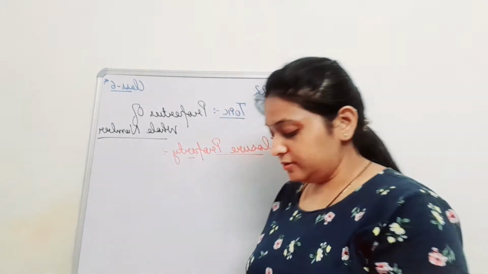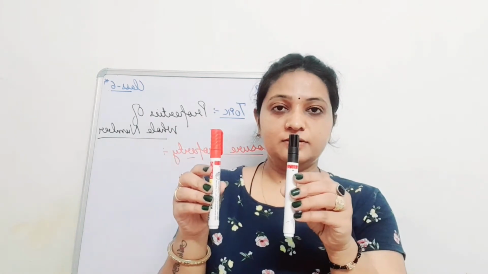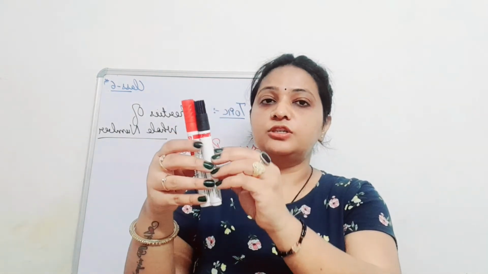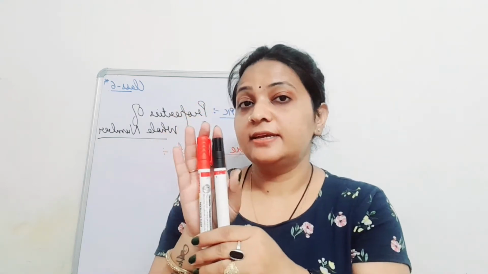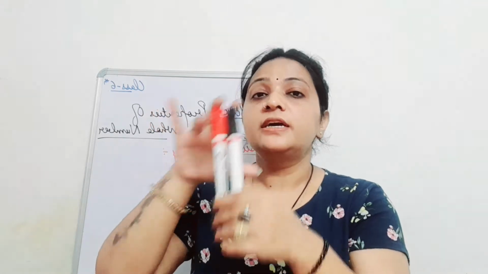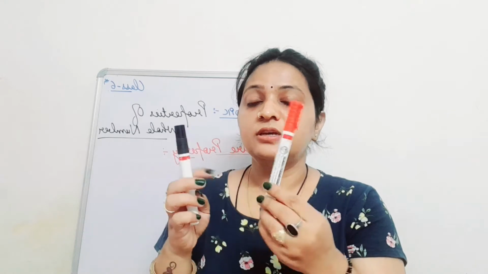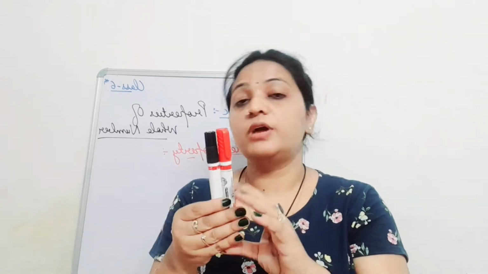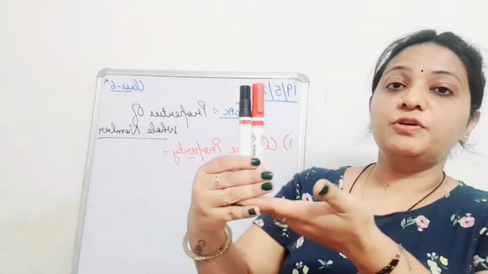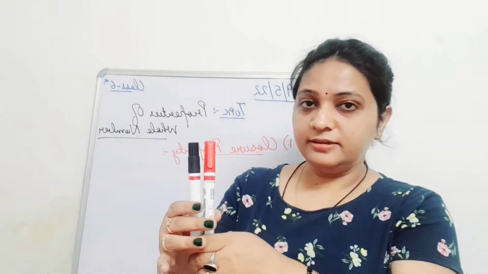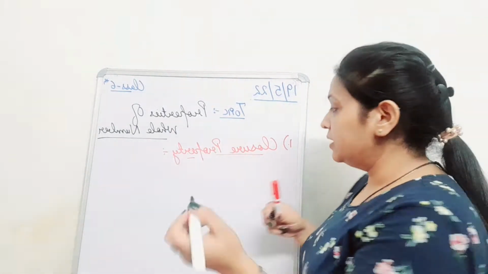Let's have an example. Suppose I have two markers here, and if I ask you to count them, you will say 1 and 2, so there are two markers. If I interchange their positions and again ask you the number of markers I have, you will say again 2. Yes, so this is the closure property.